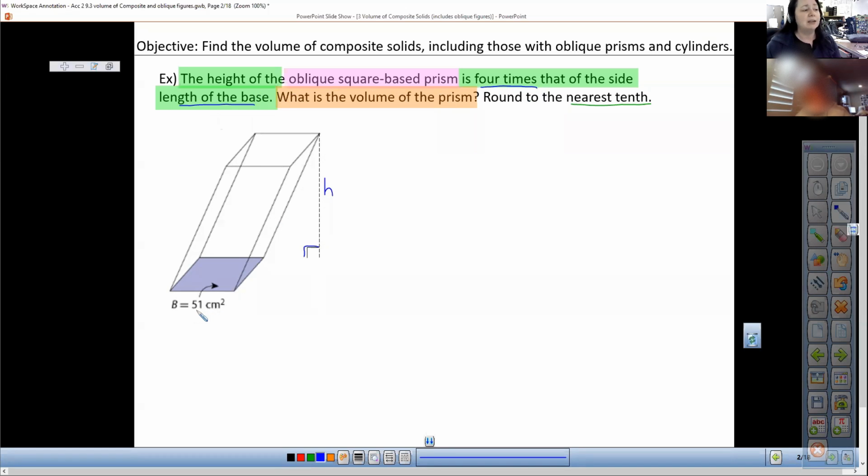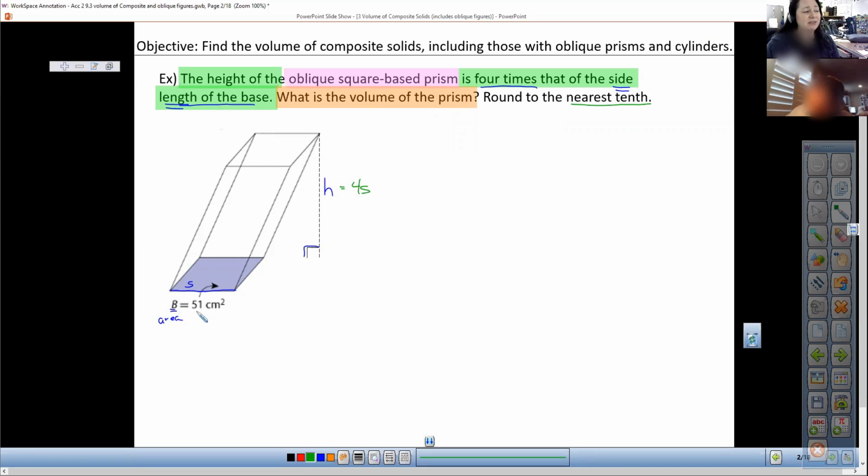So don't make the mistake of thinking that's 51, because this is a capital B. So this is base area. That's base area. And so that's not a side length. A side length would be like this measurement right here. Let's call it S. So what we have to find first is what is that side length so that we can multiply it times 4 to get our height.